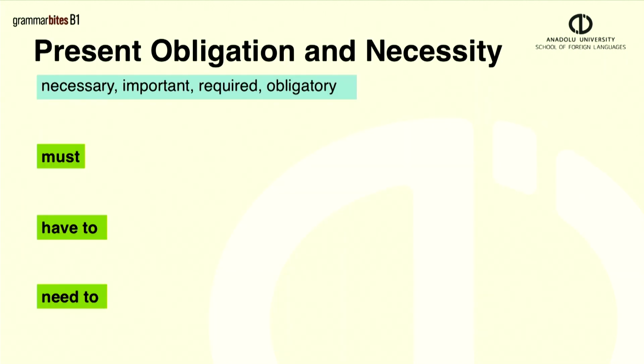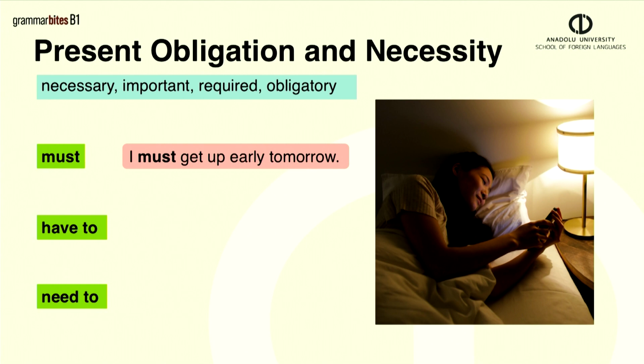First, we begin with present obligation and necessity, to talk about something that is necessary, important, required, or obligatory in the present. We use the modals must, have to, and need to. We usually use must to talk about a personal obligation. I must get up early tomorrow. That means it's necessary and important for me to get up early tomorrow. That's also my decision.